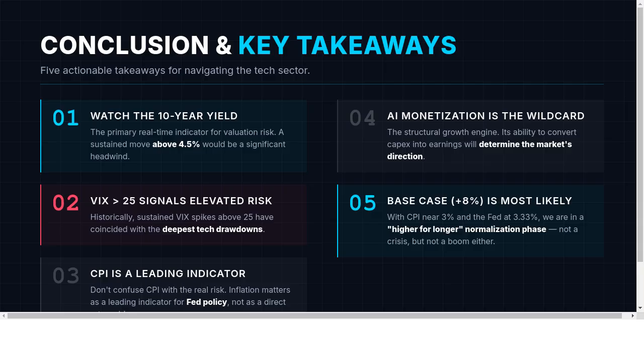Third, don't confuse CPI with the real risk. Inflation matters as a leading indicator for Fed policy, not as a direct return driver. Fourth, AI monetization is the structural wildcard. Its ability to convert CapEx into earnings will determine the market's direction. Finally, our base case of an 8% return is the most likely outcome. With CPI near 3% and the Fed at 3.33%, we're in a higher for longer normalization phase. Not a crisis, but not a boom either.